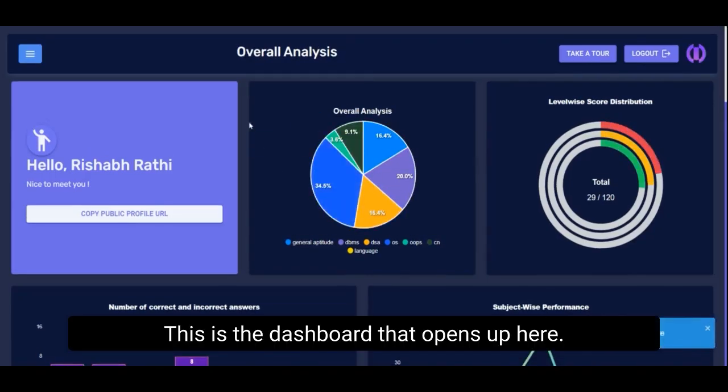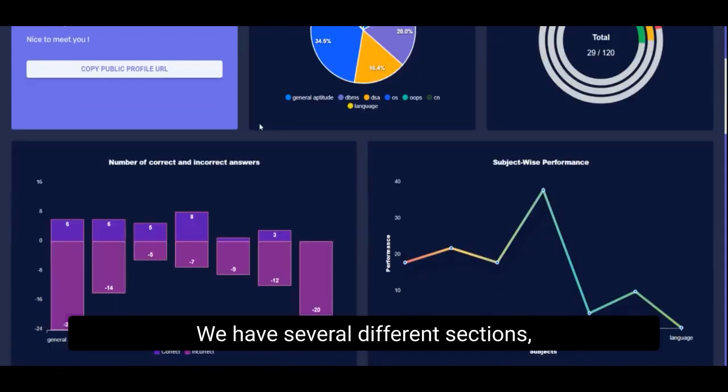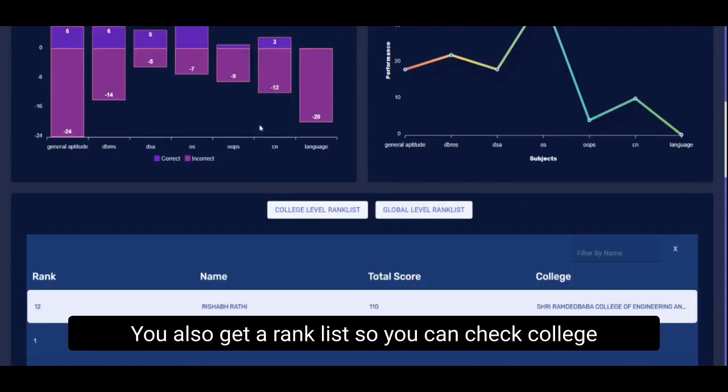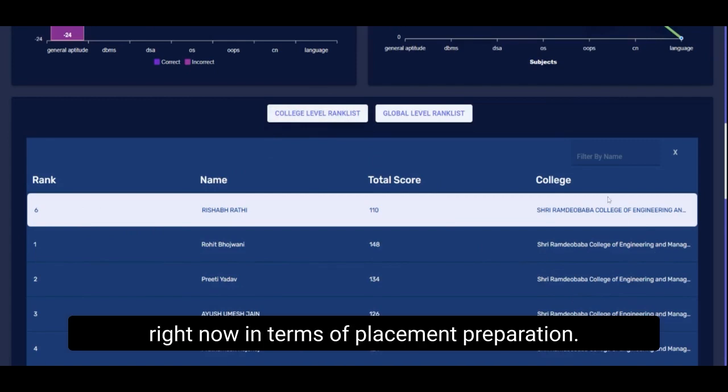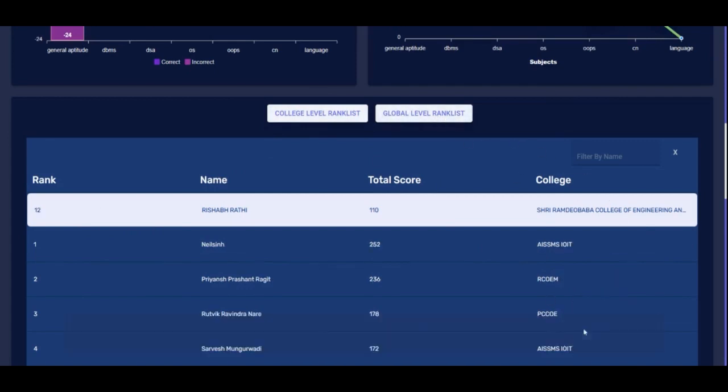This is the dashboard that opens up. Here we have several different sections. We'll go through them. You also get a rank list, so you can check the college level rank list as well as the global level rank list. So you can understand where you are standing right now in terms of placement preparation.